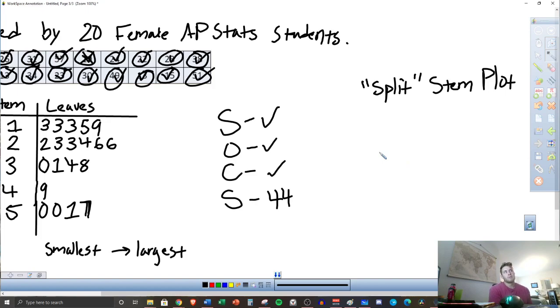Oftentimes splitting the stems is a good idea. If you have a lot of data, you definitely want to split the stems, because if I had a ton of students on here, these columns would just fill and fill and fill. Obviously the majority of them are going to be up here, but you could get so much data that you can't really tell the shape.